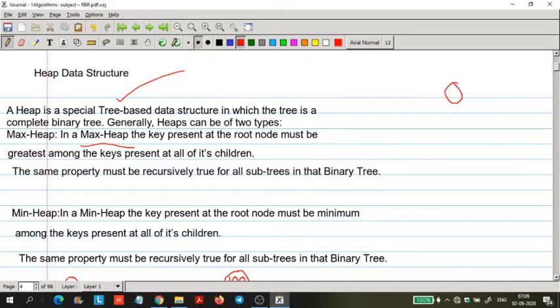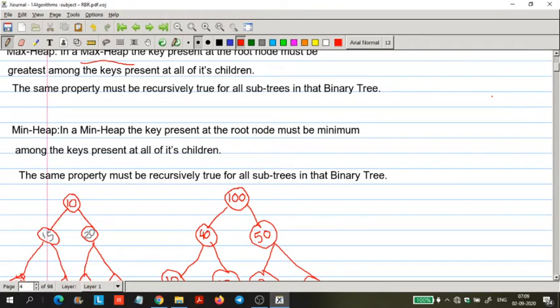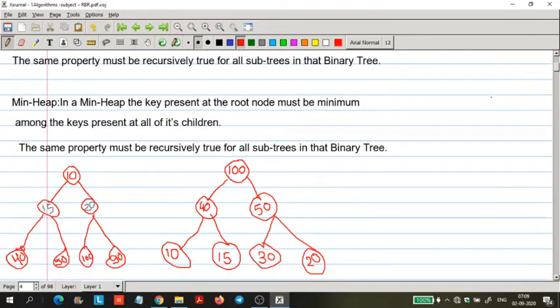So the max key means the key present at the root node must be the maximum or greatest among the keys present in its children. The same property must recursively hold true for all the subtrees in the binary tree.